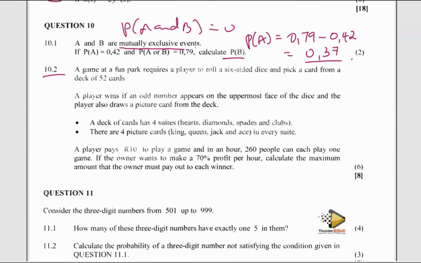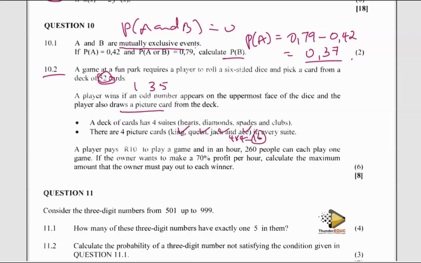10.2, a game at a fun park requires a player to roll a 6-sided die and pick a card from 52. To win, a player must get an odd number. So odd numbers are 1, 3, and 5 appearing on the face, and then the card must also be a picture card. So how many picture cards do we have? We have a jack, a king, a queen, and then the ace. So this is 4 by 4, meaning that we have 16 cards.